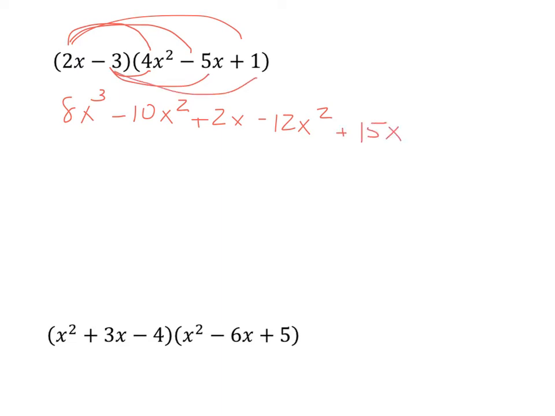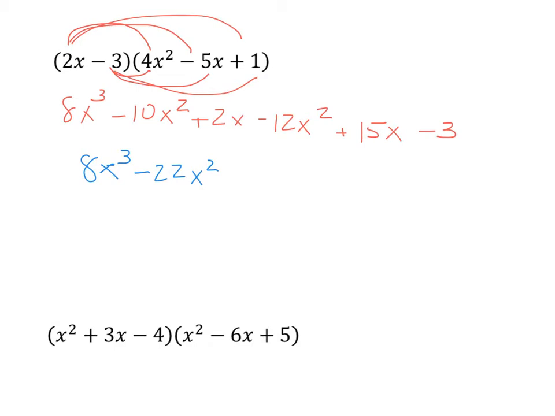And then negative 3. And now I'm just going to combine like terms like I did in the first piece of this video. 8x cubed is all on its lonesome. It doesn't have any like terms, but negative 10x squared has negative 12x squared, which gets you negative 22x squared.